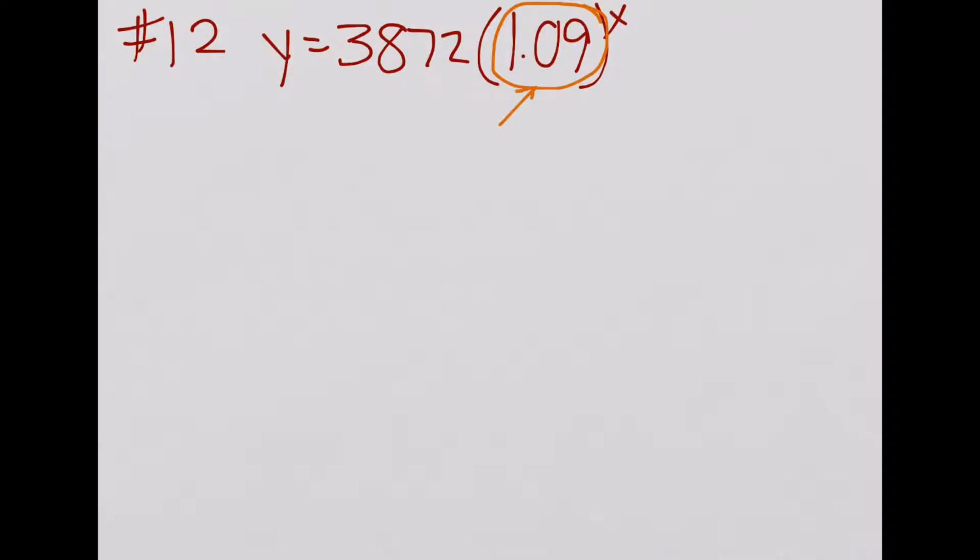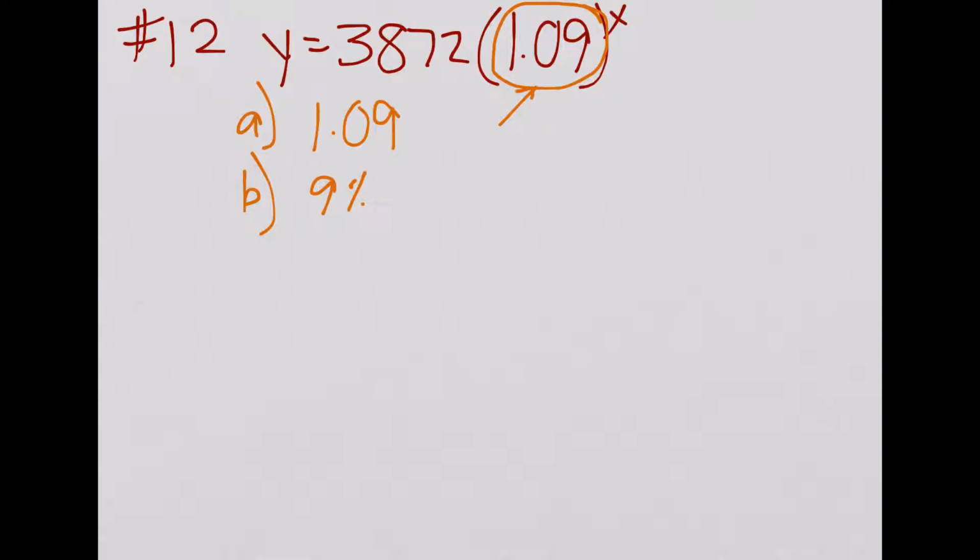It's the base of the exponent. It's what you multiply by every time. So for 12a, the growth factor is just 1.09. And the growth rate, you need to convert that factor into a rate by multiplying by 100 to get 109%, then subtract off the 100% to just find out what the increase was, and it's 9%.